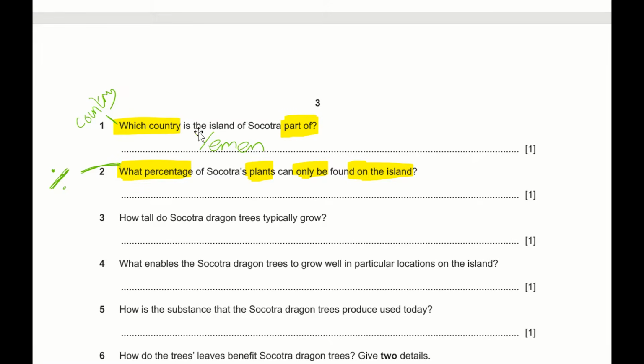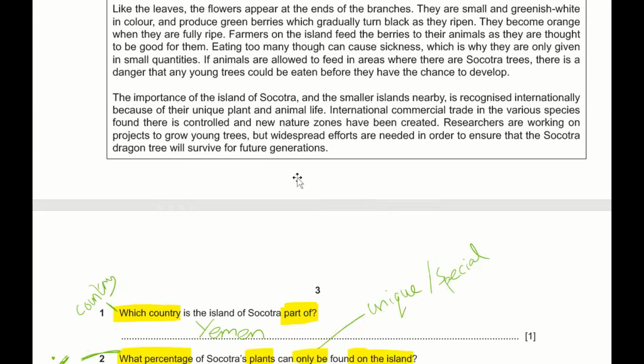So in question number 1, they gave you Africa as the name of a continent, Somalia as the name of a country, and Yemen as the name of another country. You are expected to be able to find the correct country. Here it's saying what percentage. I can almost guarantee that in the text, they are going to give you more than one percentage, but you need to know which percentage you are looking for. The percentage that we're looking for is the plants that can only be found on the island. So only means something that is maybe unique, or special. I'm just thinking of synonyms because this will help me find the answer. Okay, on the island. So I'm going to go to the text again now.